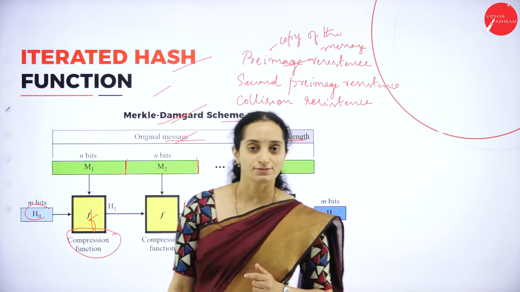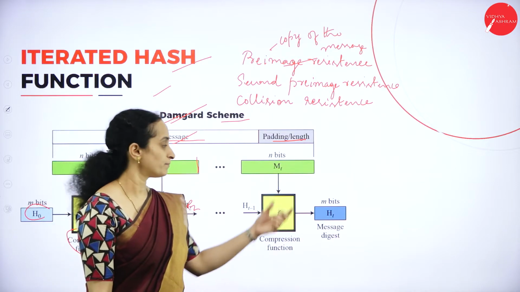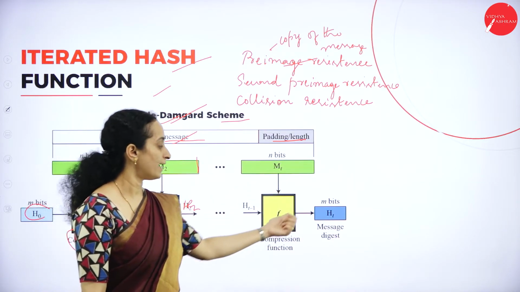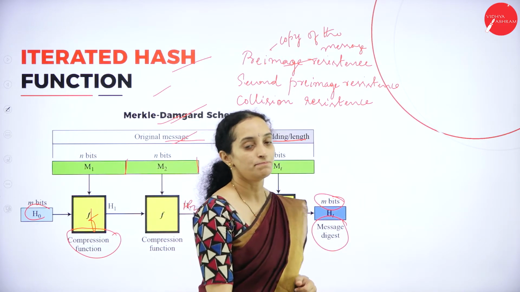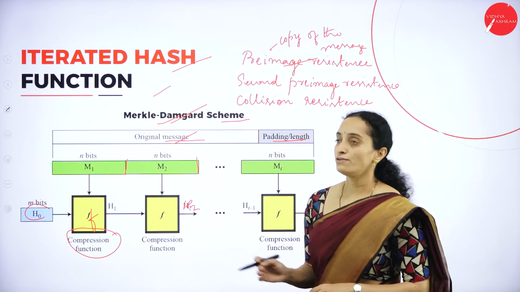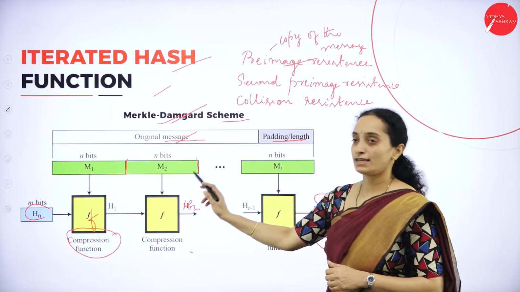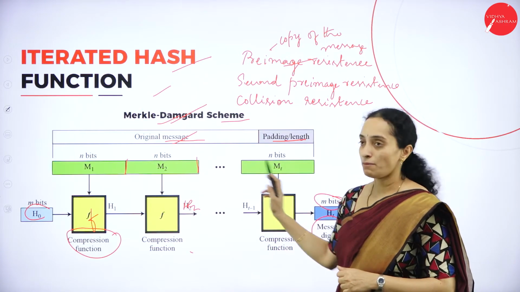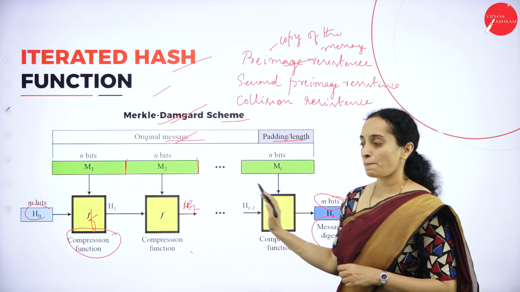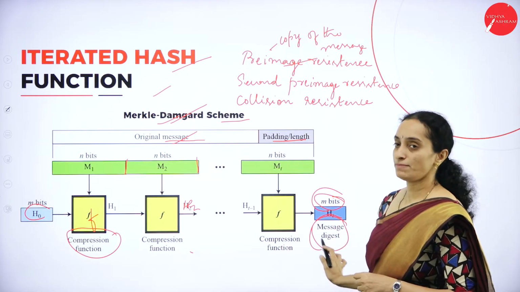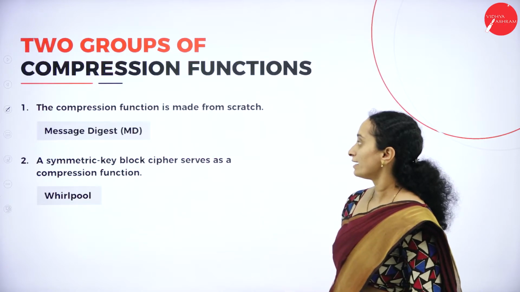We get the hash values from these blocks of fixed length input and it gives you a message digest of m bits. Okay, so this is how you are using the same compression function iteratively for all the m set of messages, which gives you a message digest of m bits. Okay, so this is a scheme.